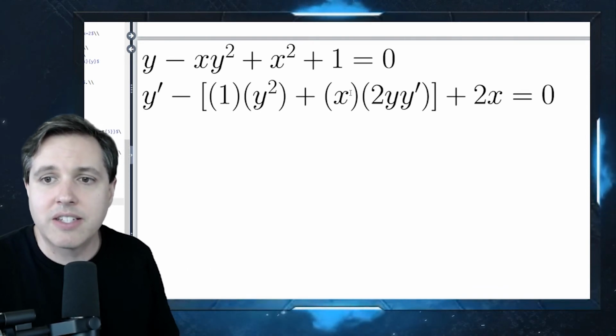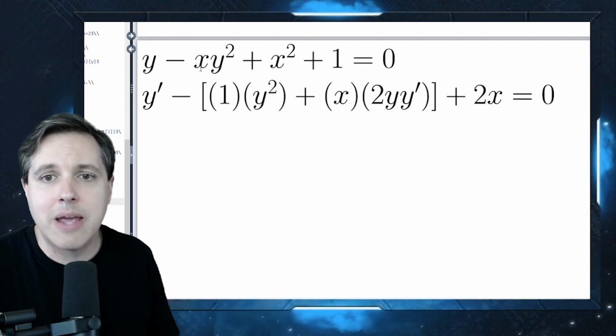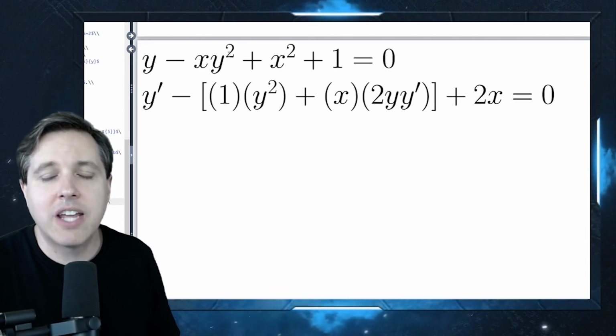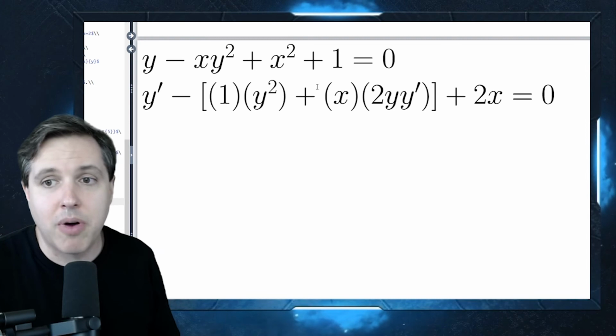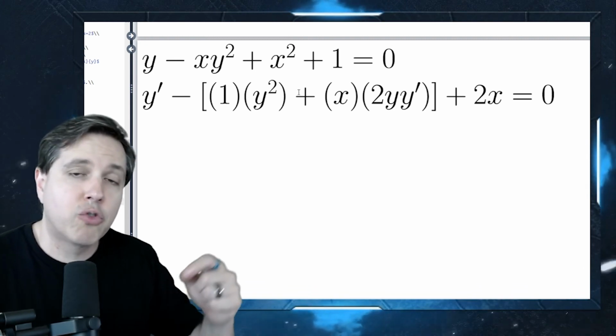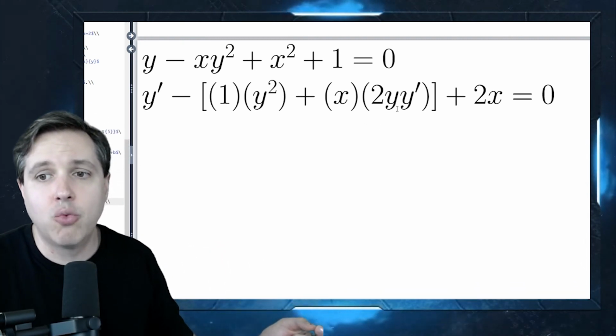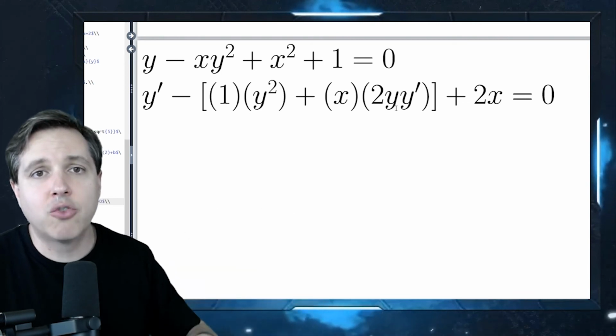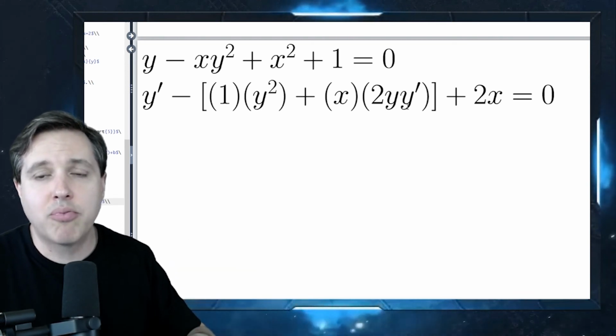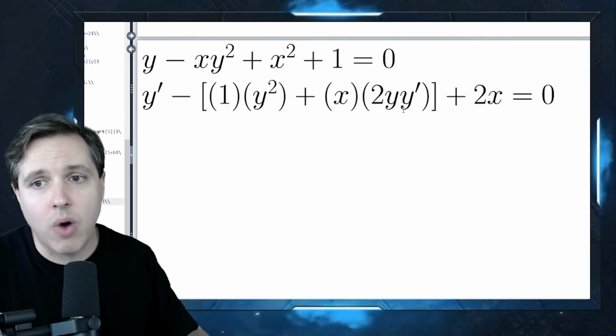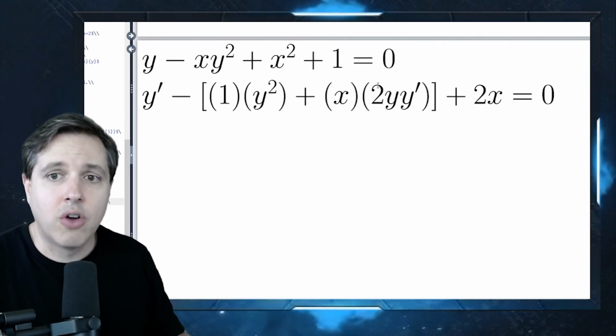Okay, then when we get into the second part, we leave the x the same, but then we have to take the derivative of the y squared part. Well, you take the derivative with respect to the outer function, giving us 2y, multiplied by the derivative of the inner function, which would be y prime, giving us 2y y prime. Okay, so that's what's going on here.